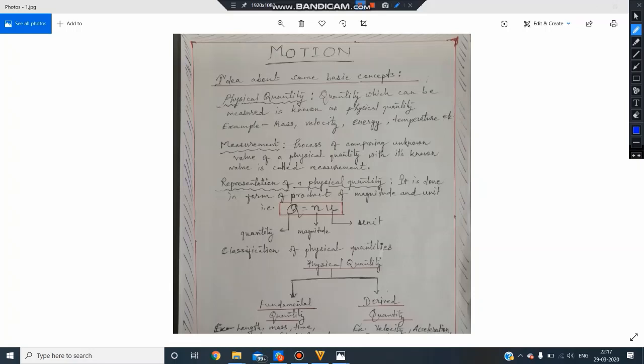Hello students, we are going to discuss the topic of motion in this discussion. Before that, we'll discuss some of the basic concepts of physics. First, we'll discuss physical quantities.